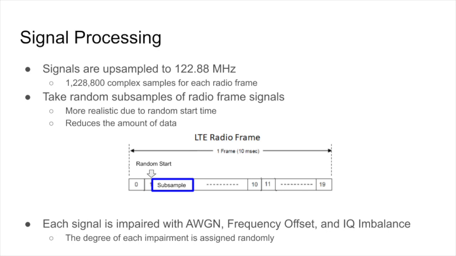And then after this, we add impairments to the signal. So we add additive white Gaussian noise, a frequency offset, and an IQ imbalance with random degrees. And the reason we do this is to better emulate what over-the-air signals would look like if you captured them.